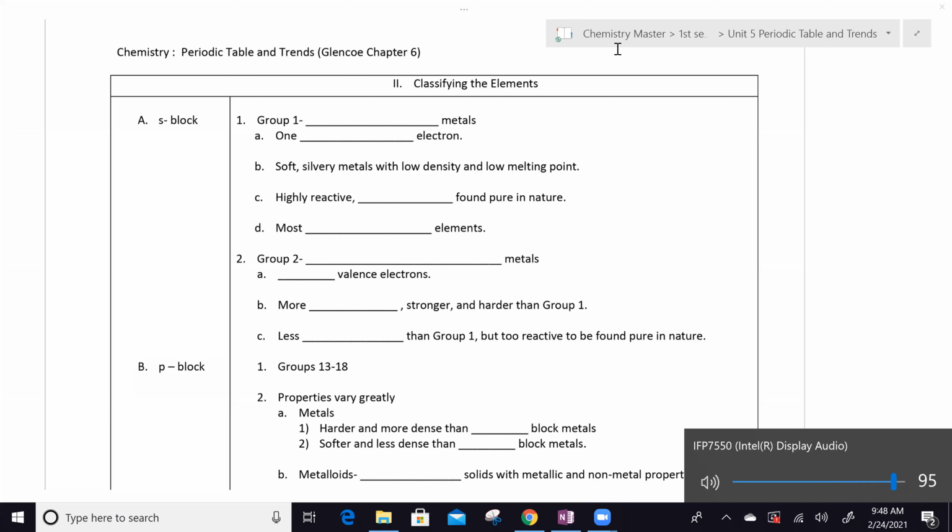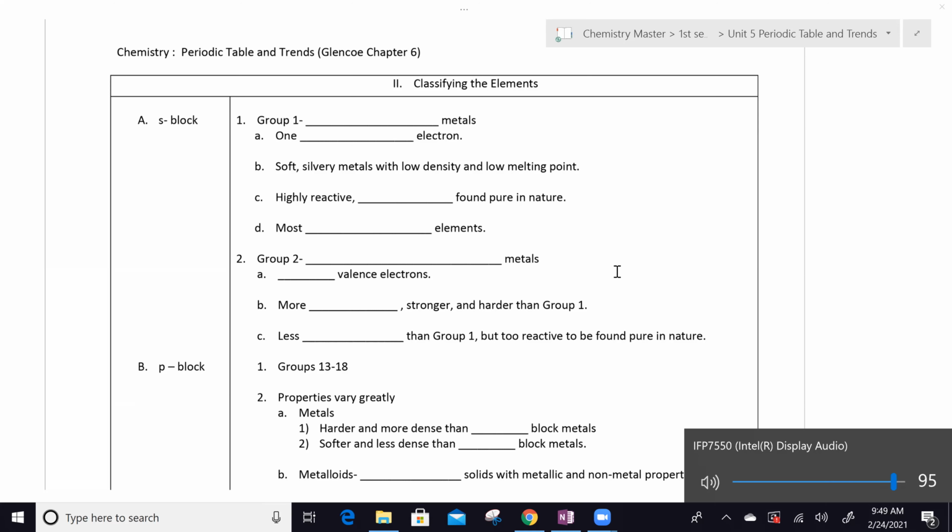Okay, so now group one, alkali metals, one valence electron, soft, silvery metals, low density, low melting point, very, very, very reactive, never found purely in nature, and they are the most metallic of all the elements. Group two, can somebody tell me the name of group two? The name of group two. Thank you, Kay. Kay said the alkaline earth metals.